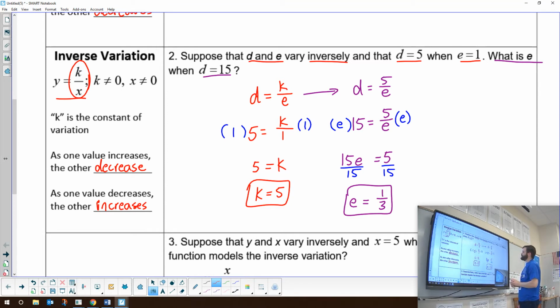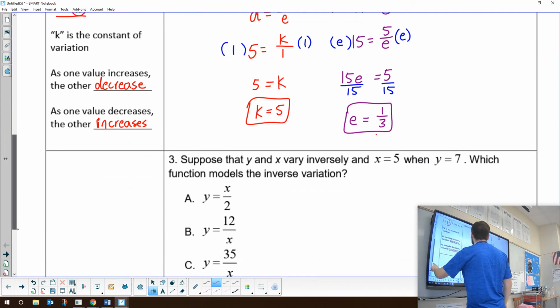So I want you to notice something here. Notice how to get from 5 to 15, I multiplied by 3. And to get from 1 to 1/3, I divided by 3. Do y'all see how those are inverse of each other? As one goes up, the other goes down. Let's put this into practice.